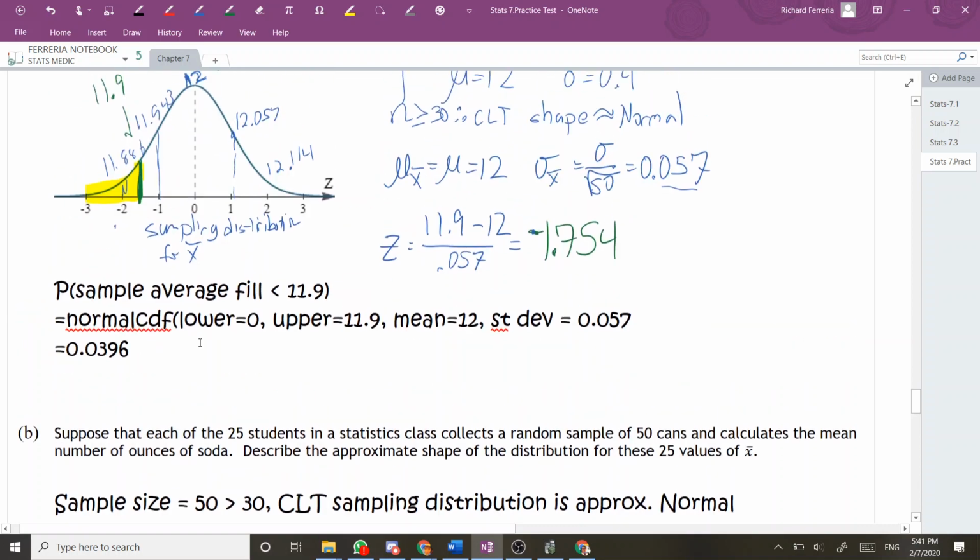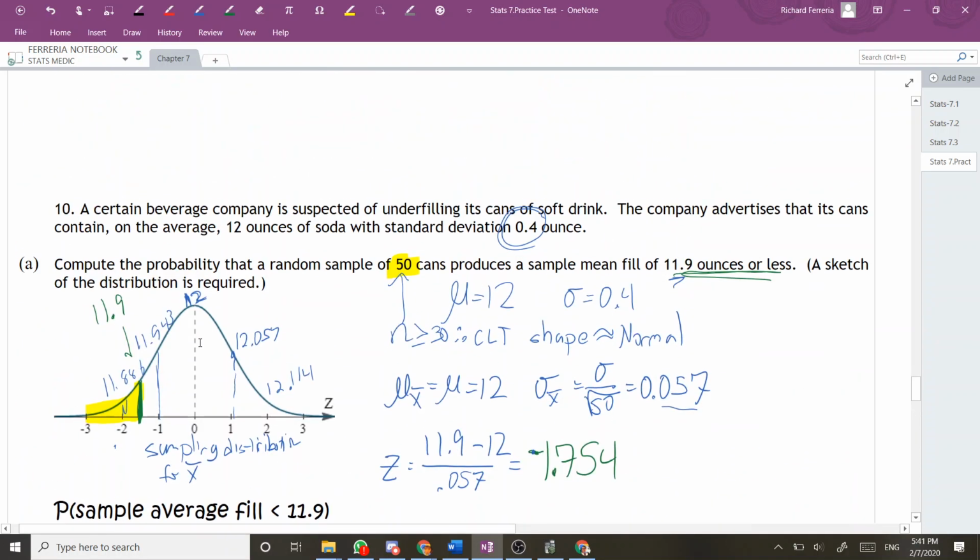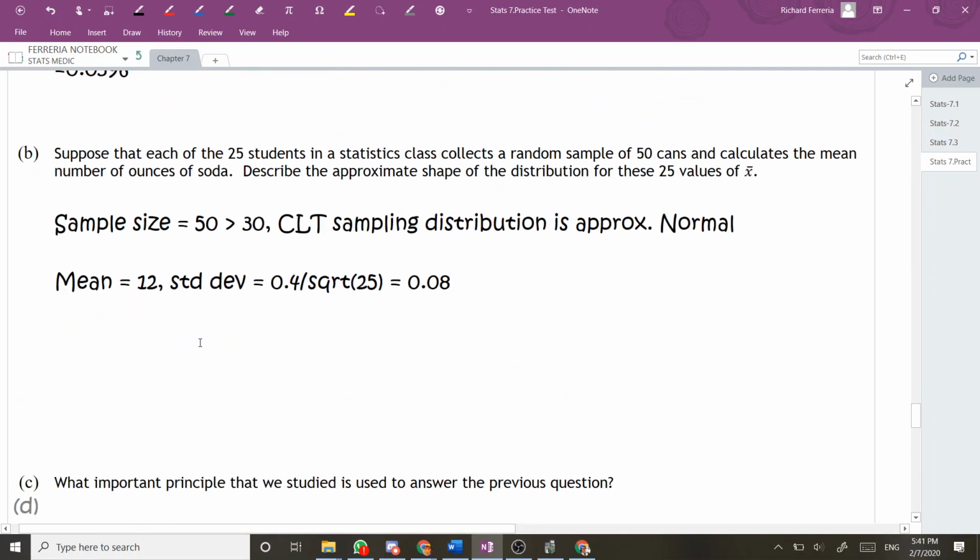Which seems different than your answer key. Oh, I'm sorry. You know why? Because the sample size is 50. We're taking a sample of 50 cans. My mistake. Yeah, 0.4 divided by the square root of 50 is 0.057. Okay, so that's our letter B.